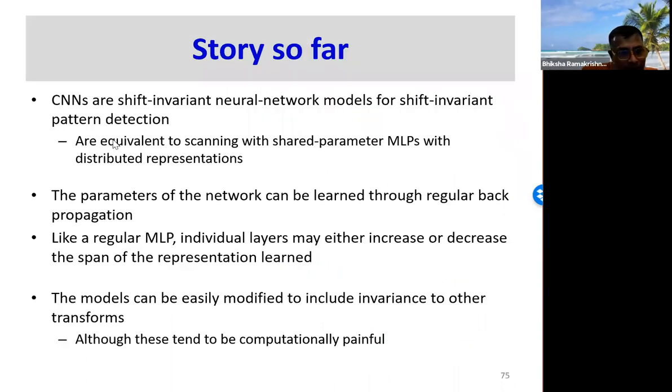And so here's the story so far. The things that we've added: the parameters of the CNN can be learned through regular backprop. Like a regular MLP, individual layers may either decrease or increase the span of the representation learned. And the model can be easily modified to include invariance to not just shift, but also to other transforms, although these tend to be computationally painful.